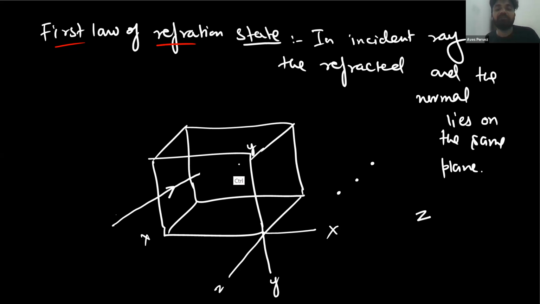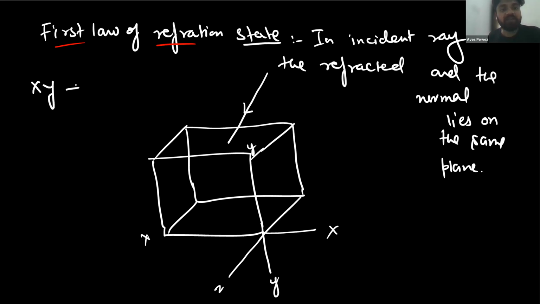So this is a simple phenomenon: if a ray lies in the xy plane, then it will bend in the xy plane, and the normal will also lie in xy. If a ray is moving in the zx plane, then it will bend in the zx plane. It cannot come into the y plane. Okay, got it? Understood? Yes, sir.